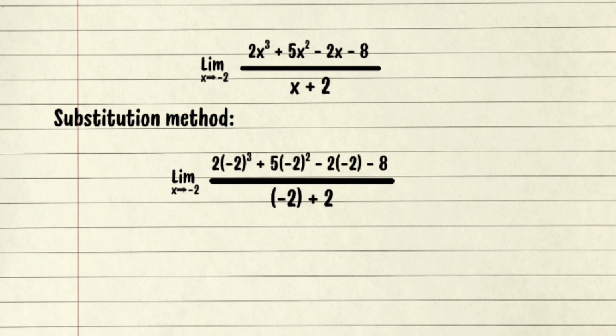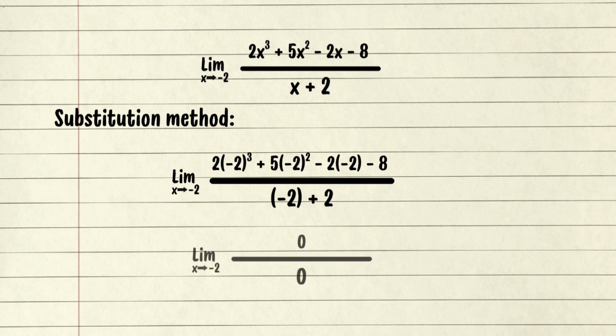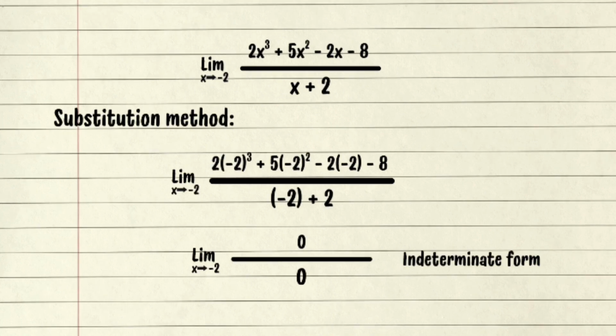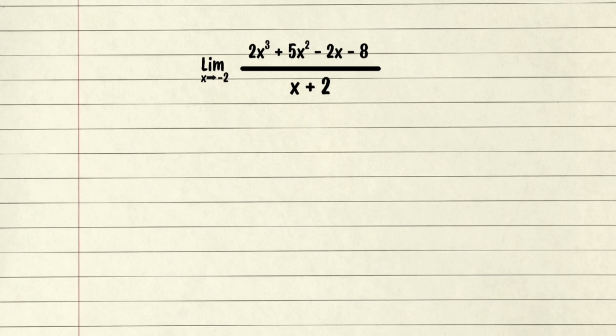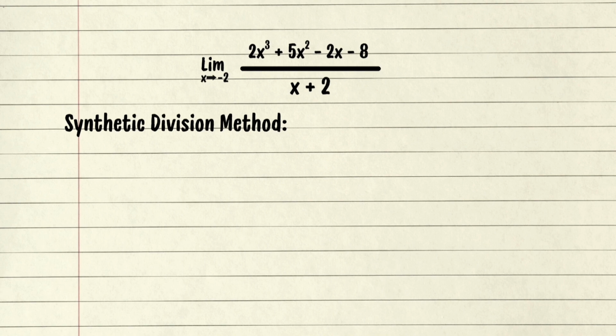So, it will be 2 times negative 2 cubed plus 5 times negative 2 squared minus 2 times negative 2 minus 8 over negative 2 plus 2. Let's simplify. Our answer will be 0 over 0, which is undefined and is not the answer that we're looking for. 0 over 0 is an indeterminate form. To solve this, we must first simplify the expression so that we can find the limit. To do this, we must use the synthetic division method.